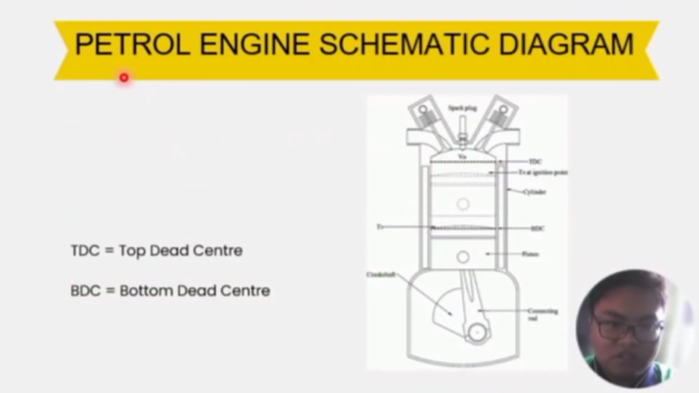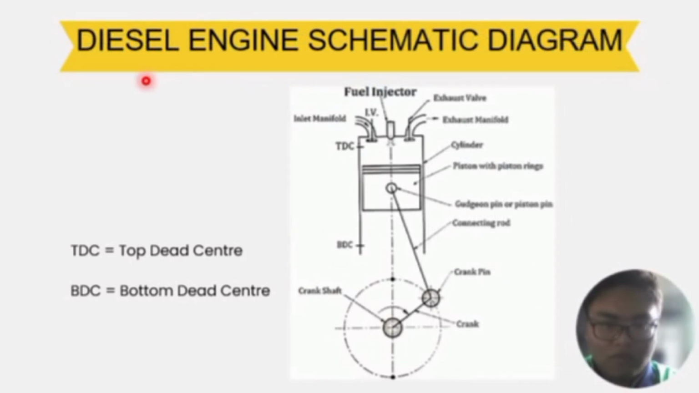So for the petrol engine schematic diagram, we have a spark plug for the igniter. This is the inlet and the outlet for the exhaust. This is the crankshaft, BDC and TDC. For the diesel engine schematic diagram, we have the same as the petrol engine schematic diagram, but this time we use a fuel injector.